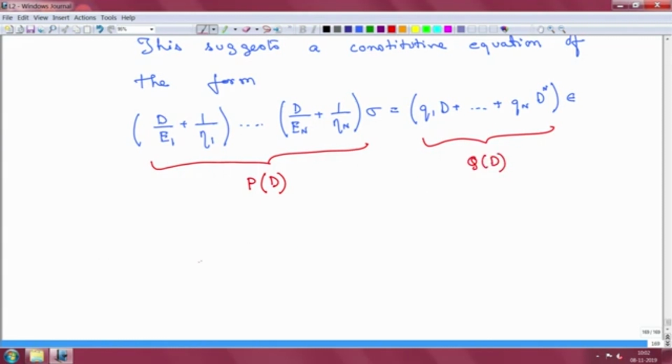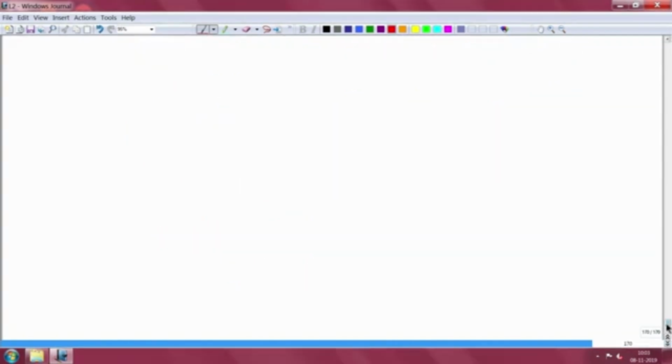And this set of equations is usually written in short form as a polynomial in the operator D multiplied by sigma, equal to a polynomial, where Q represents a polynomial in D for your right hand side, multiplied by epsilon. Okay.